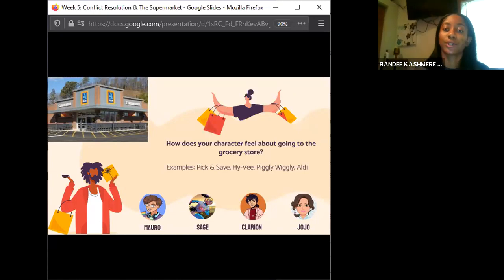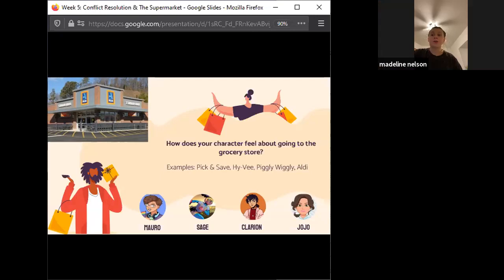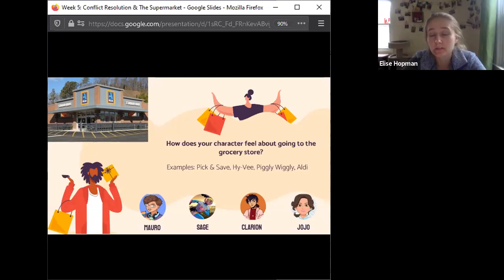Sage really likes the grocery store because it has all of her favorite snacks there, and she's always able to persuade her mom to put all of her favorite junk food in the basket. Jojo also likes the grocery store because she enjoys being in crowds of people. She's very extroverted, so she likes to be surrounded by others, especially when she runs into people she knows at the store.